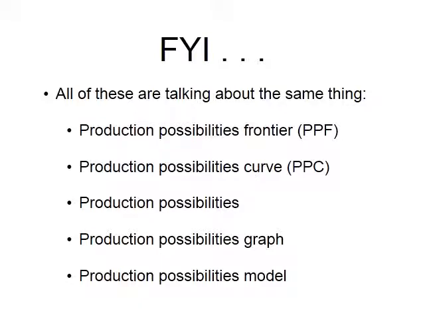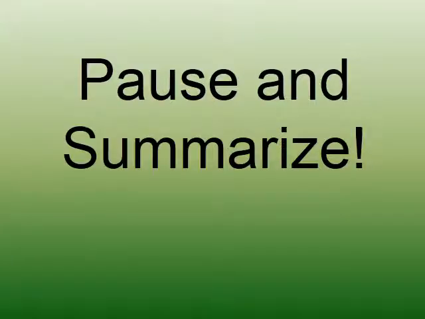Just to note, here are some various ways you may see economists and the AP exam refer to the production possibilities model. They are all referring to the same idea. If it says production possibilities, it means the model we have been looking at in this module. Pause the video again here and summarize this page of notes, and then we will finish up.